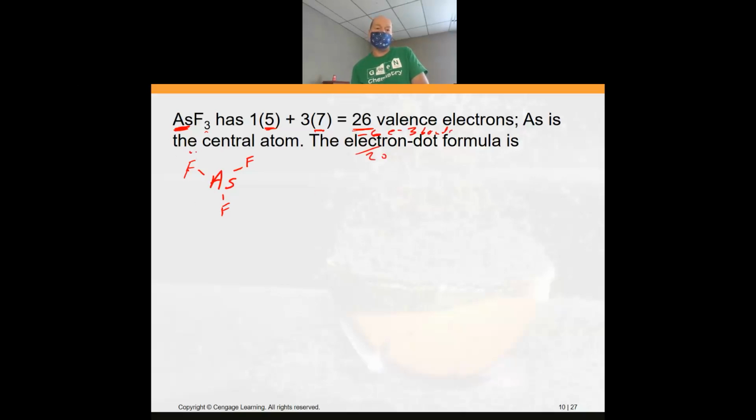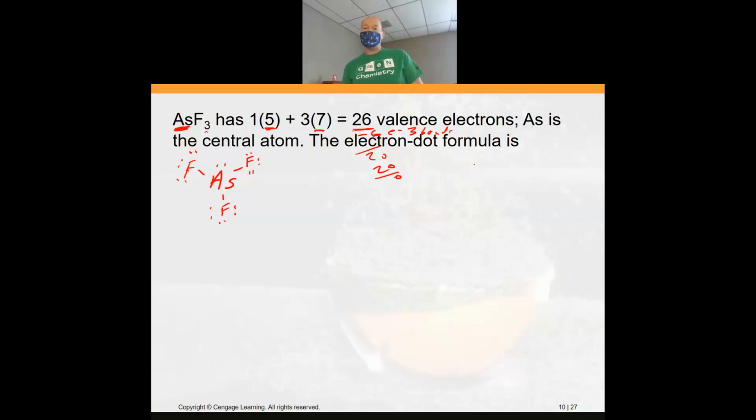And you see that that is the perfect number to give all of your atoms an octet. Each one of these fluorines needs 6 more. That's 18. And then your As in the middle needs another electron pair to give it an octet. And so we have the perfect number of electrons to give all the atoms an octet.